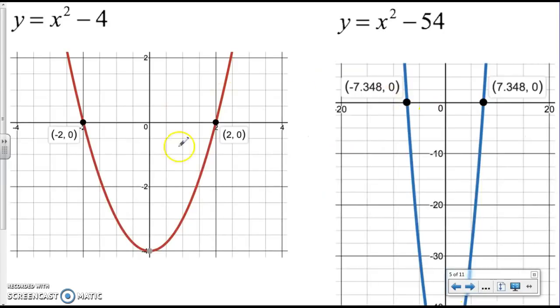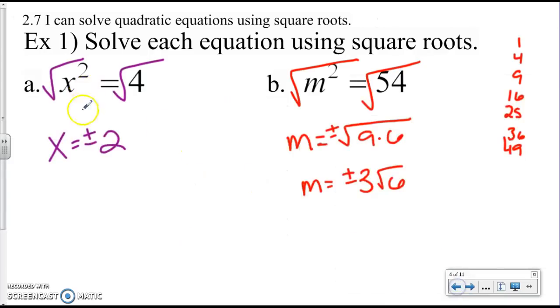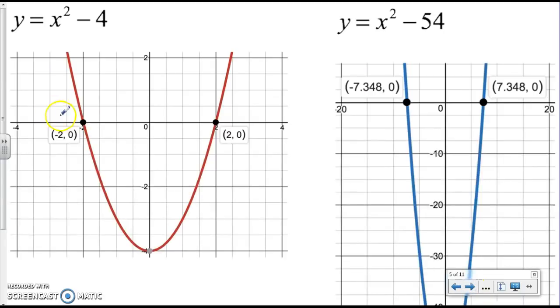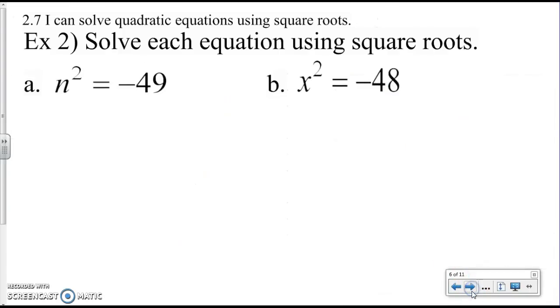Okay, how does that relate to the graph? Well, plus or minus 2, my intercepts on my graph are at -2 and +2. And then if I typed in the square root of 54 in my calculator, I do get a decimal, so that's where those show up there. Okay, let's do a couple more.